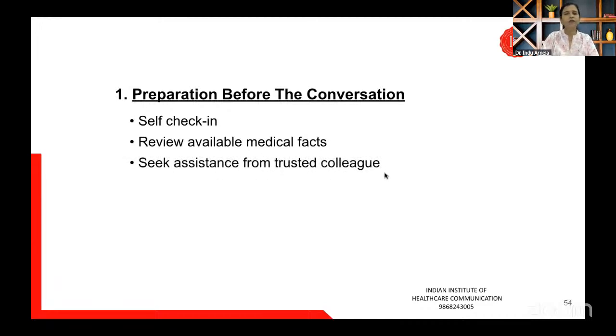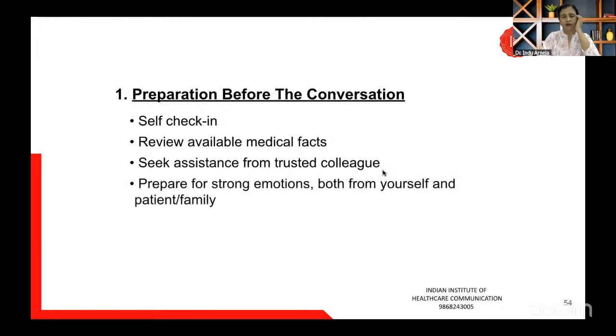There is no harm in taking help from your trusted colleagues. You can ask them to be with you in the situation. You can seek their opinion or advice on how to go about doing it, or you could even go and do it together. That's also a possibility. And in such a situation, though we say it should be done by the senior-most person, juniors can definitely be present to observe, because that is how they're going to learn.